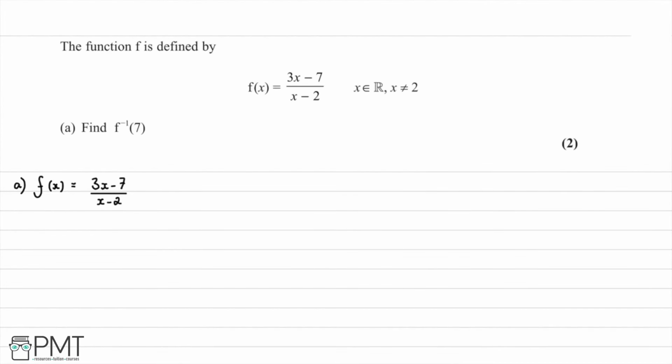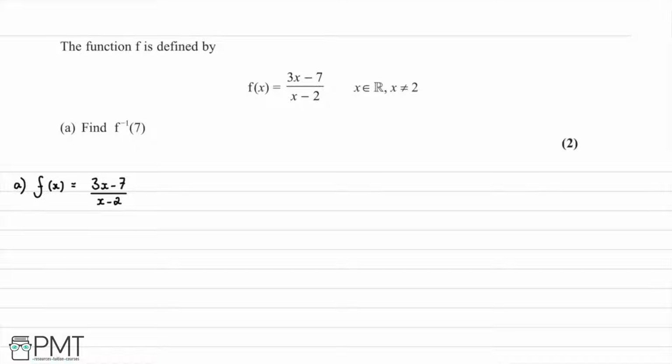So in this question, we're told that the function f is defined by the following. f of x is equal to (3x - 7) over (x - 2), where x is a real number and we know that x is not equal to 2. And in part A of this question, we're asked to find the inverse of f at 7. So f inverse of 7.